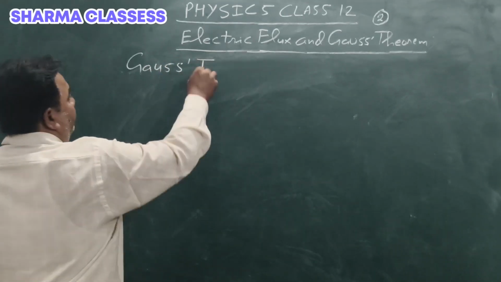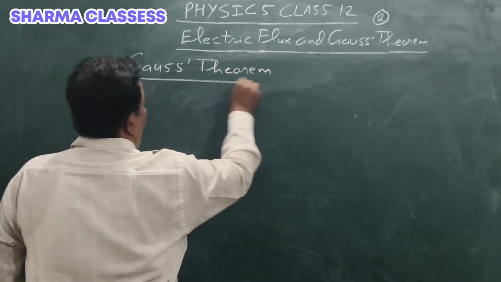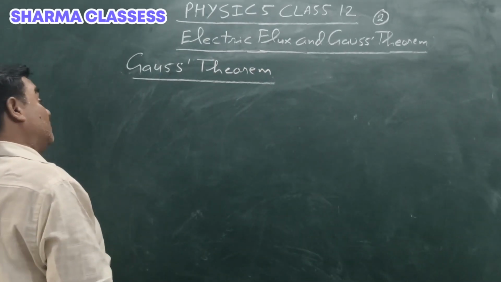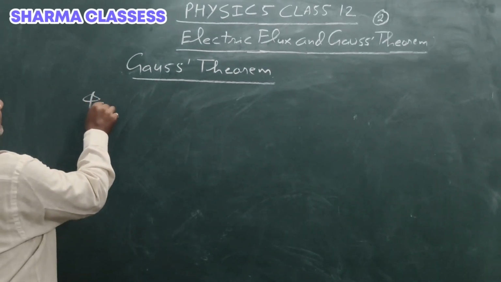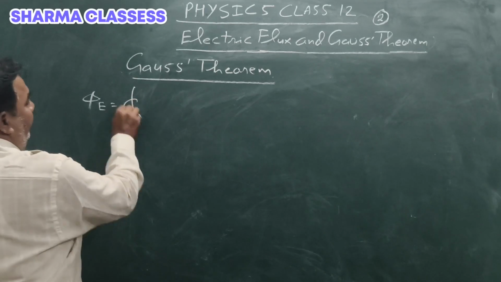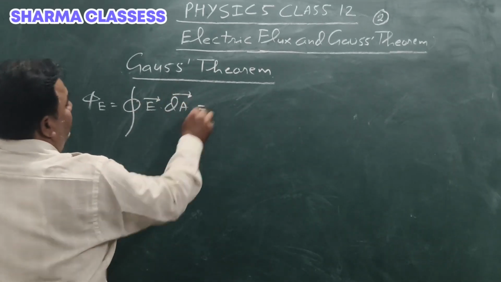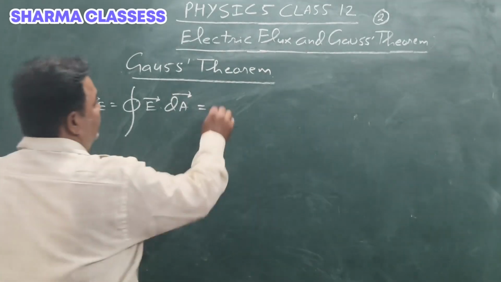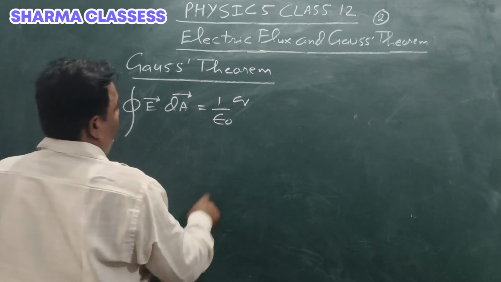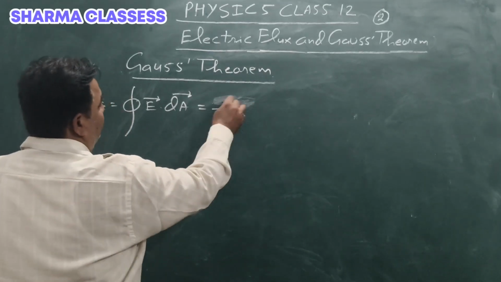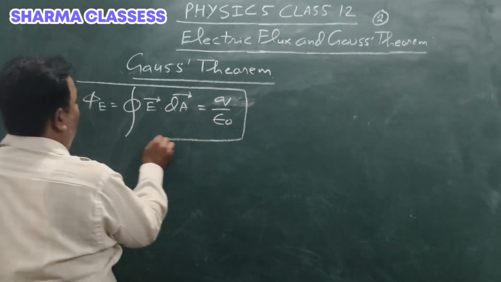Gauss theorem said that the net electric flux passing through any closed surface, denoted by phi equal to integration of E dot dA, is equal to 1 upon epsilon naught times the net charge enclosed by the surface. You can write Q upon epsilon naught. This is the mathematical form of Gauss theorem.